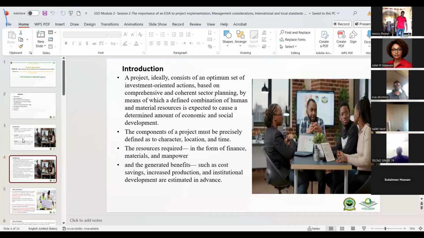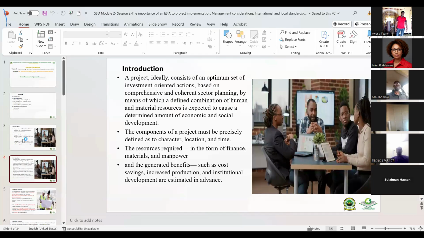So a project ideally consists of an optimal set of investment-oriented actions based on comprehensive and coherent sector planning, by means of which a defined combination of human and material resources is expected to cause a determined amount of economic and social development within a specified period of time. So the components of a project must be precisely defined as to the character of the project, the location of this project, and also the time in which you can see that this location, time is very, very important.